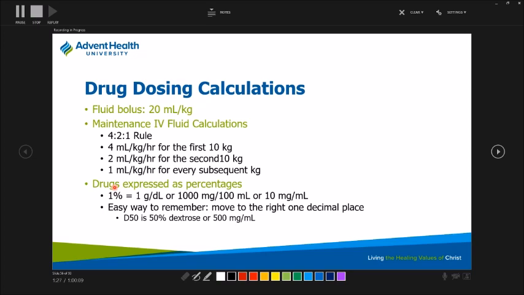If I have D50, dextrose 50%, how many milligrams per ml of dextrose is that? 500. Move the decimal place 1 over to the right. It's easy, right? So just remember that's how you get to your dose. Because now I know that D50 is 500 milligrams per ml, and I want to give my patient a dose of 0.5 gram per kilo. I can figure out that dose a lot easier, right? Because 500 milligrams is 0.5 gram. So if I need to give them 0.5 gram per kilo, they weigh 10 kilos, and that's 10 ml, right?